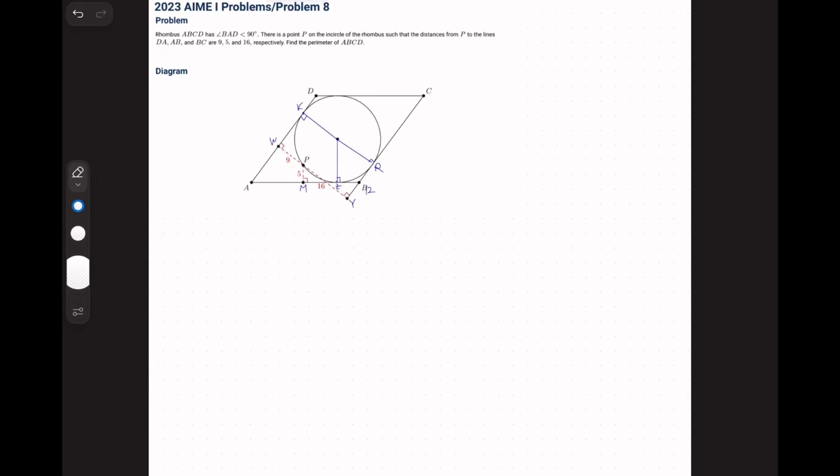Number 8 on the 2023 AIME 1. Problem. Rhombus ABCD has angle BAD smaller than 90 degrees. There is a point P on the incircle of the rhombus such that the distances from P to the lines DA, AB, and BC are 9, 5, and 16 respectively. Find the perimeter of ABCD.